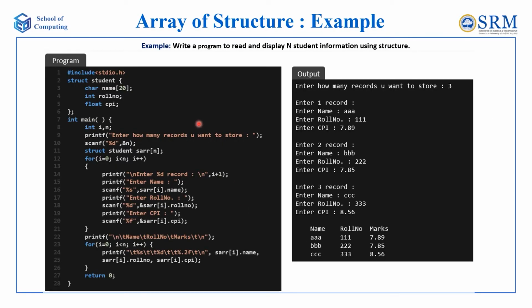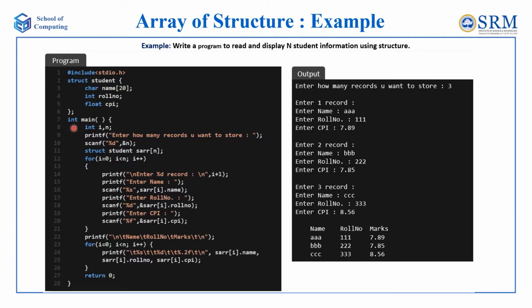And now let us see with an example of how to read and display the n student information using the structure. So first, write down the structure definition part. So struct student is a structure name, and there are three structure members that we have defined: name, roll number, and CPI.